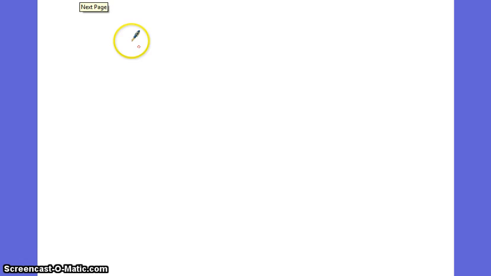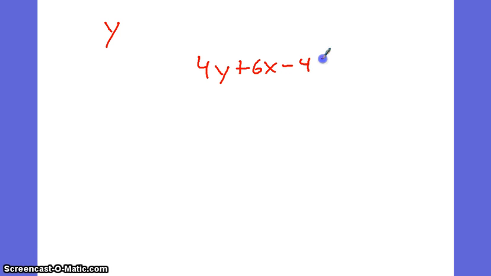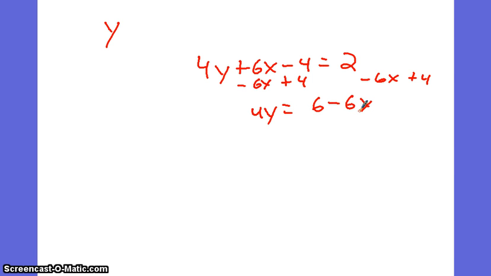Let's try another one. Let's solve for y. 4y plus 6x minus 4 equals 2. Okay, again, we're solving for y. So let's subtract 6x and add 4 on both sides. When I do that, I get 4y equals 6 minus 6x. Now I'm going to divide by 4 on both sides to get y equals 3 over 2, because reduce 6/4, I get 3 over 2, minus 3 over 2 x, because 6/4 becomes 3 over 2.